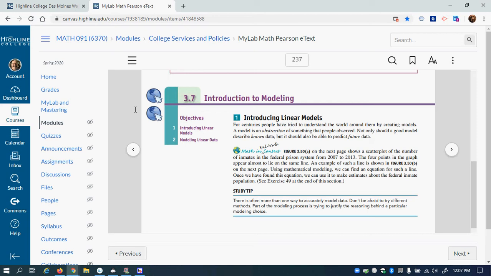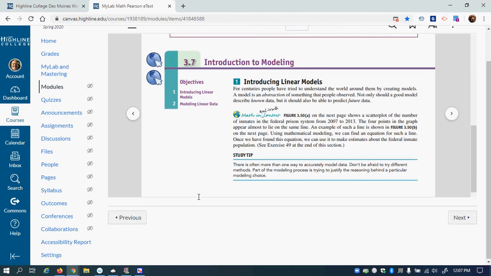One thing that they talk about in the book is this study tip. Let me read that to you. There is often more than one way to accurately model data, so don't be afraid to try methods. Part of the modeling process is trying to justify the reasoning behind a particular modeling choice.